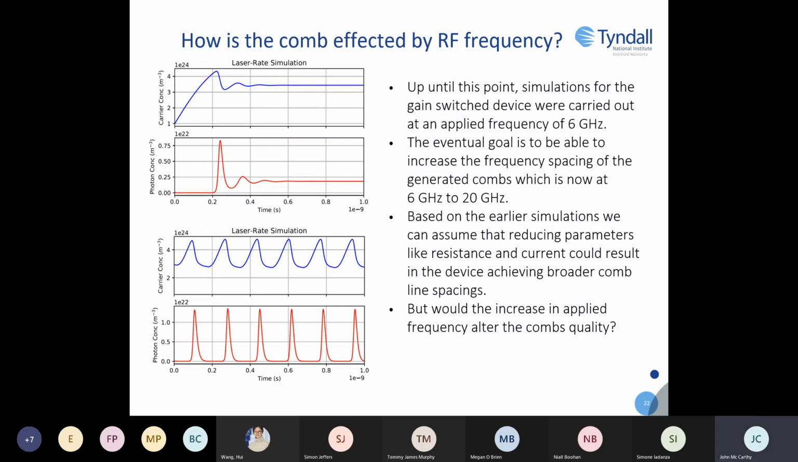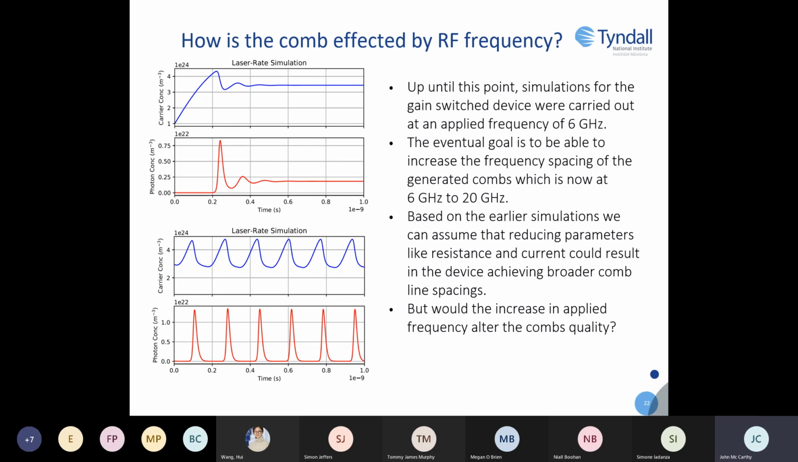So up until now, the simulations that I've shown were for an applied frequency of about 6 gigahertz. The eventual goal is to design a chip that can achieve a broader comb line spacing, for example, up to 20 gigahertz. So based on the earlier simulations, we can assume that we can achieve broader comb lines by reducing parameters like the resistance or capacitance. But would the quality, or delta F10, remain the same if the applied frequency is altered?